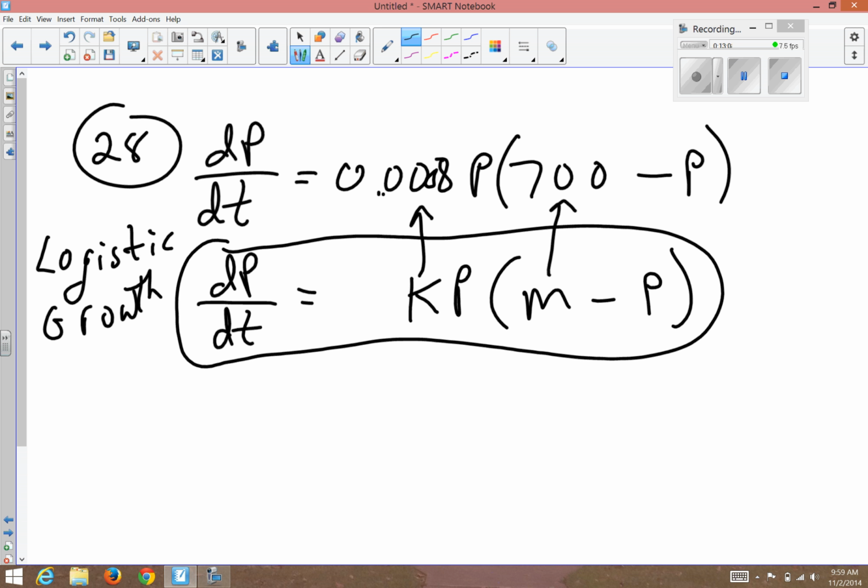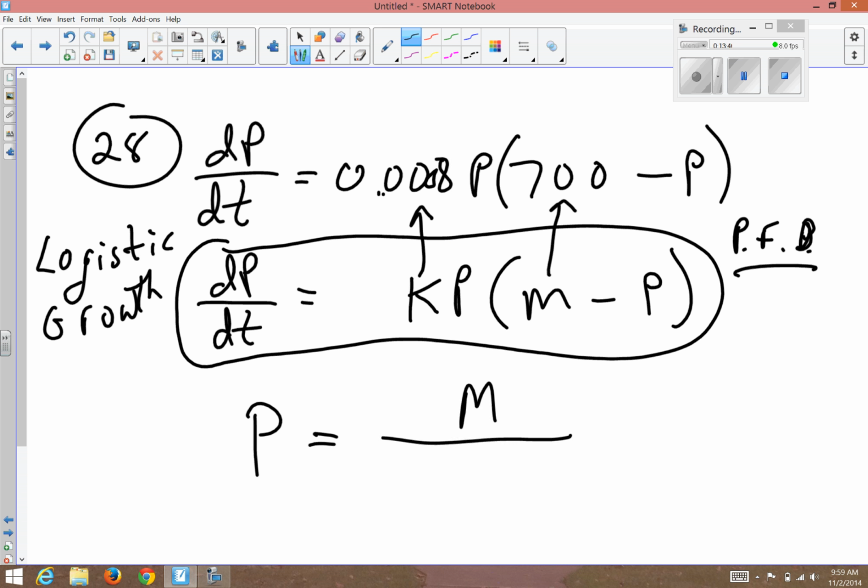The solution to a differential equation in this form can be found using partial fraction decomposition by first separating the variables. Separate the variables, integrate both sides. You'll have an integral that would require partial fraction decomposition. Or you could memorize that when the differential equation looks like this, the solution always comes out like this.